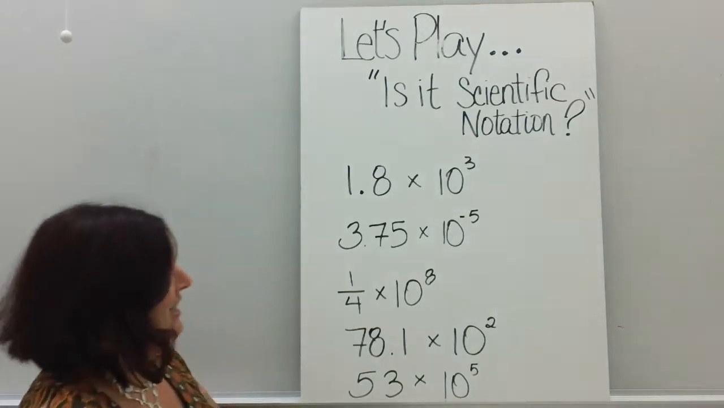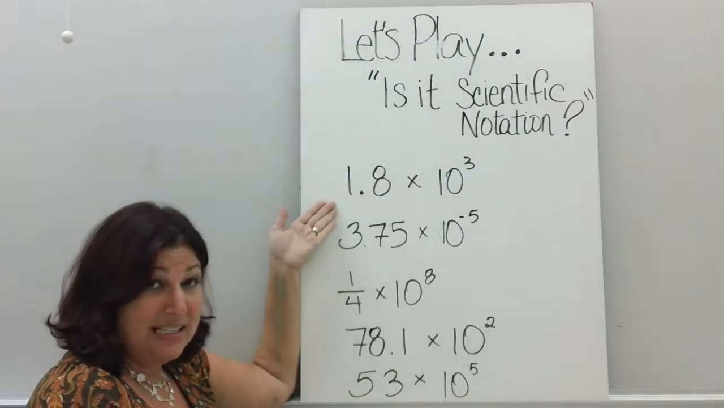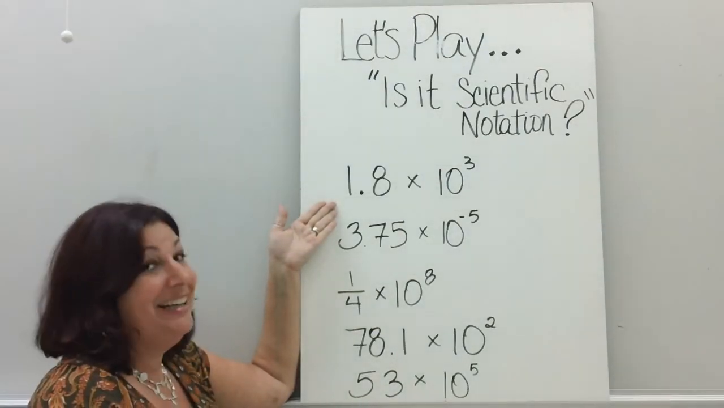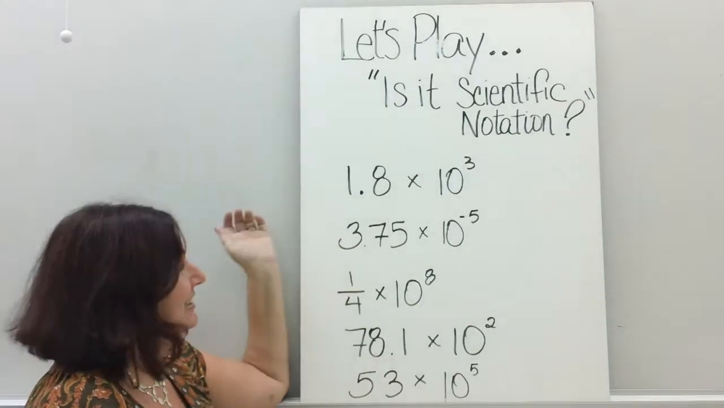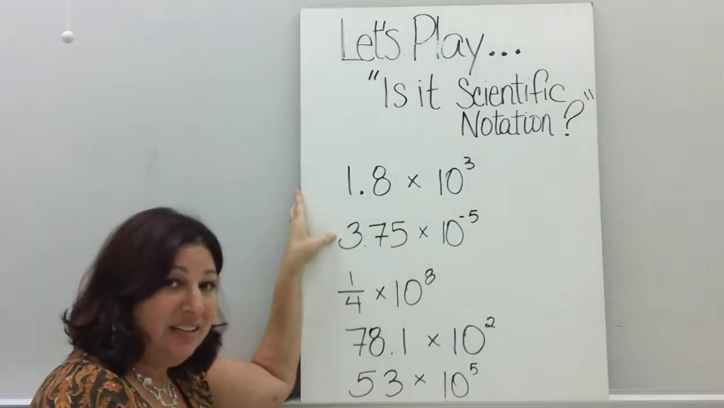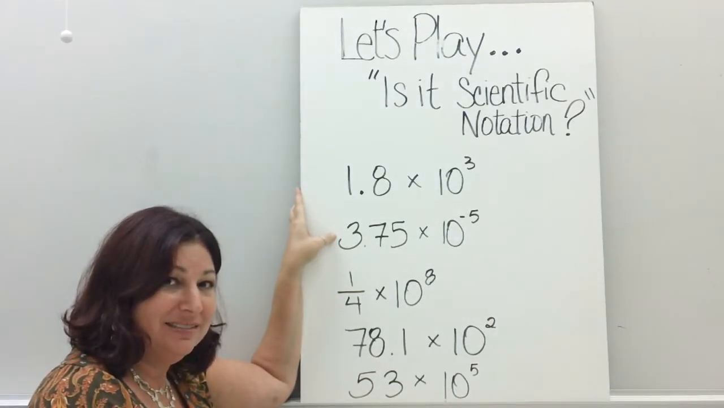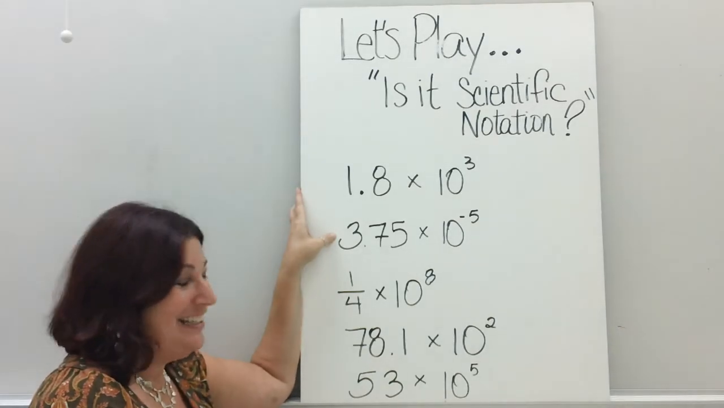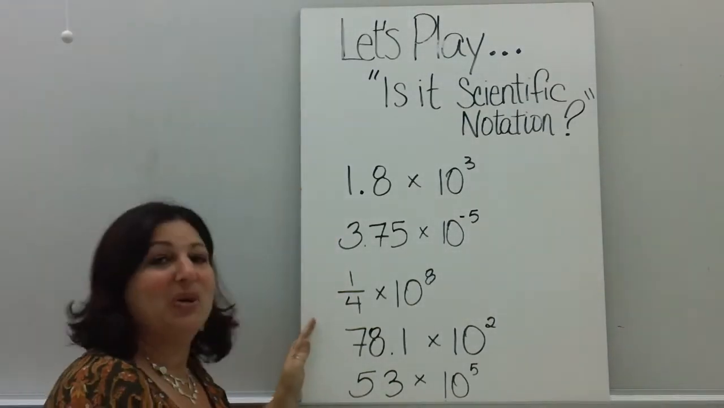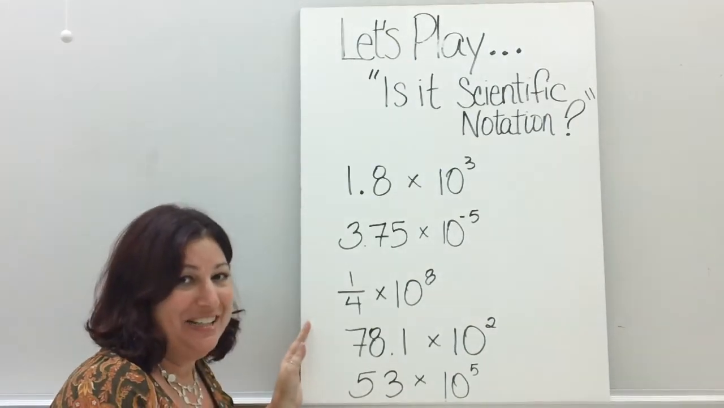Okay, welcome back. 1 and 8/10 times 10 to the third. Is this scientific notation? Yes, it is. 3 and 75 hundredths times 10 to the negative 5th power. Is this scientific notation? Yes, it is. 1/4 times 10 to the 8th power. Is this scientific notation?